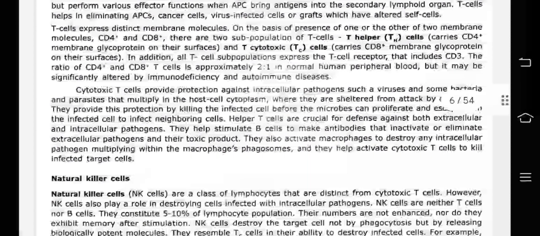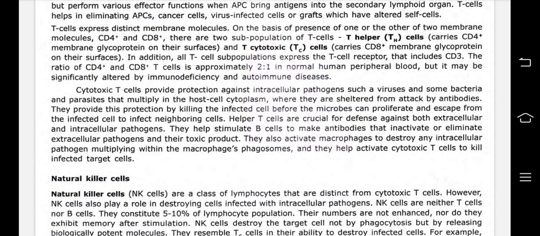Then cytotoxic T cells provide protection against intracellular pathogens such as viruses and some bacteria and parasites that multiply in the host cell cytoplasm, where they are protected from attack by antibodies. They provide this protection by killing the infected cell before the microbes can proliferate and escape from the infected cell to infect neighboring cells. Helper T cells are crucial for defense against both extracellular and intracellular pathogens.